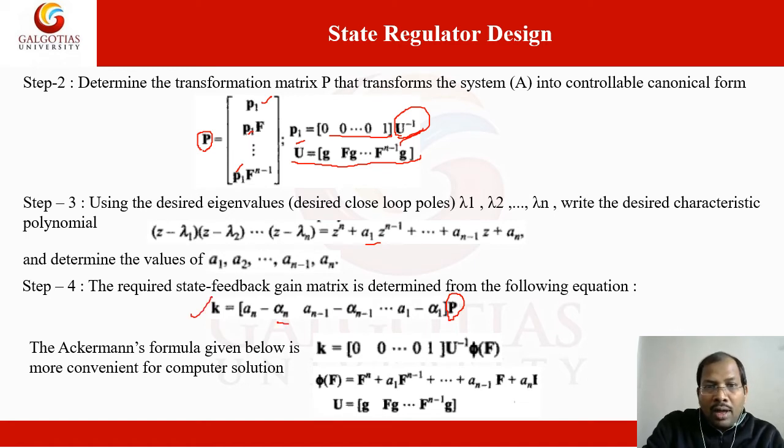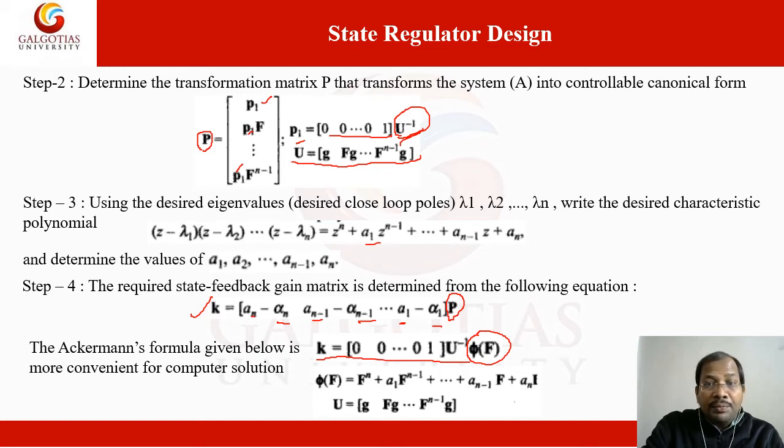So alpha n is known, this is also known, an, all these values are known, we can multiply and get the result. So we can directly write this formula. This formula is known as the Ackermann formula. Here we are using the Ackermann formula, so you can also design the K in this form. Here phi of F is the state transition matrix.